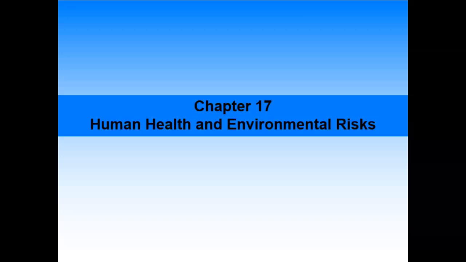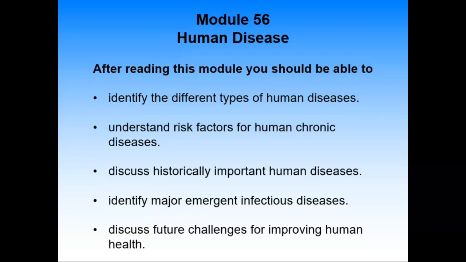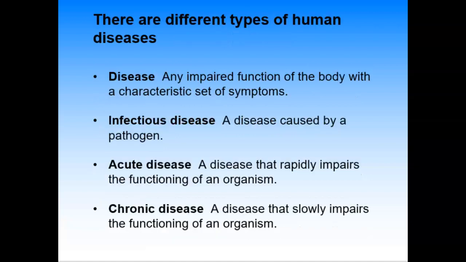All right, AP students, we are going to cover Chapter 17, focusing on human health and environmental risks. So Chapter 56 focuses on human disease. And what you should know is that there are different types of human diseases that we will talk about.